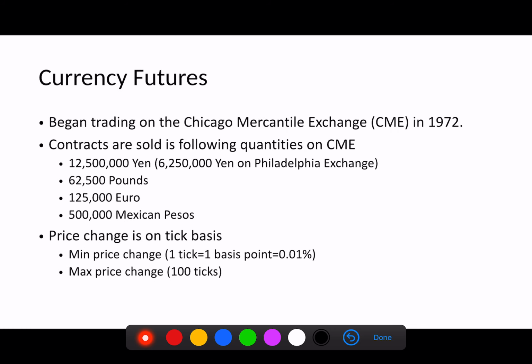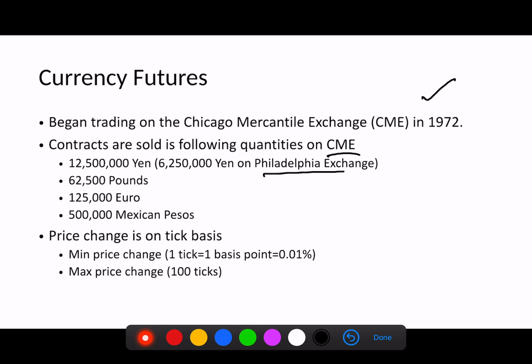Now, futures contracts started trading on the Chicago Mercantile Exchange in 1972. On the Chicago Mercantile Exchange, CME, each yen contract covers 12,500,000 units of yen, and each pound contract covers 62,500 units of pound. Each euro contract covers 125,000 units of euro, and Mexican pesos contracts cover 500,000 units of Mexican pesos, and all of them are traded against the US dollar.